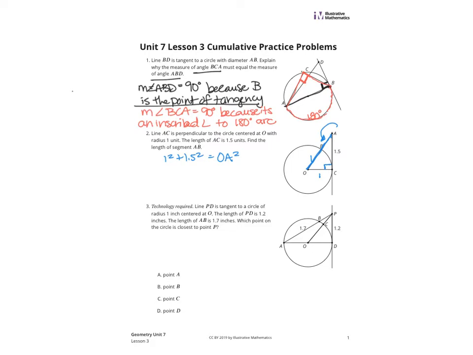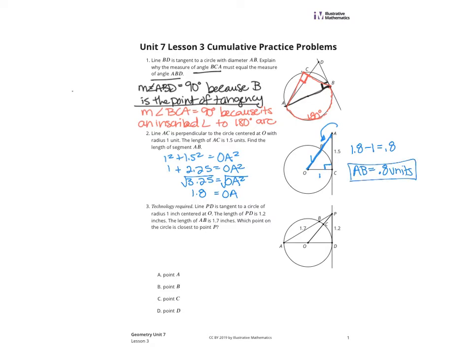So 1 squared is 1, and 1.5 squared is 2.25, so 3.25 equals OA squared. Let's take the square root of both sides, and I believe you should get approximately 1.8 equals OA. So in order to find AB, I know that my entire OA is 1.8, and if I subtract OB, which is my radius, which is 1, my leftover part for AB is 0.8. So the measure of AB is equal to 0.8 units.